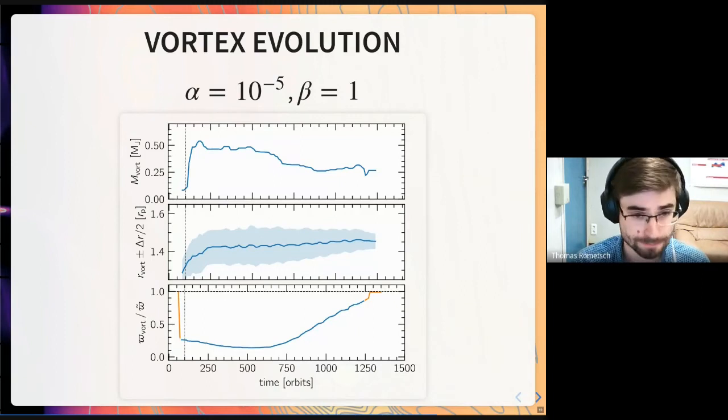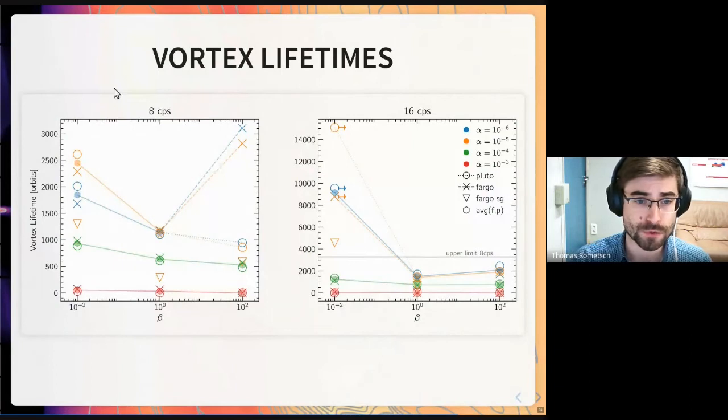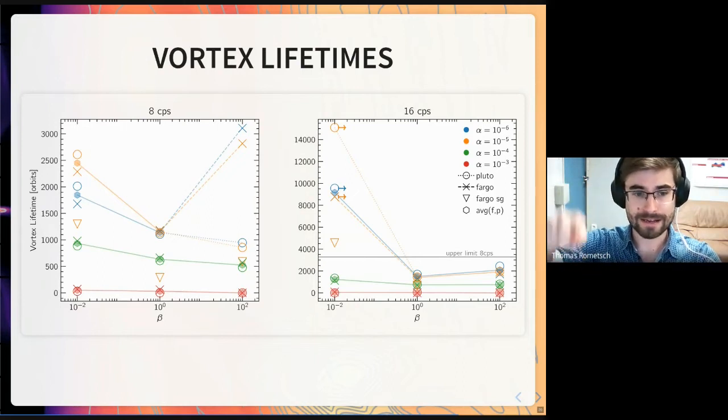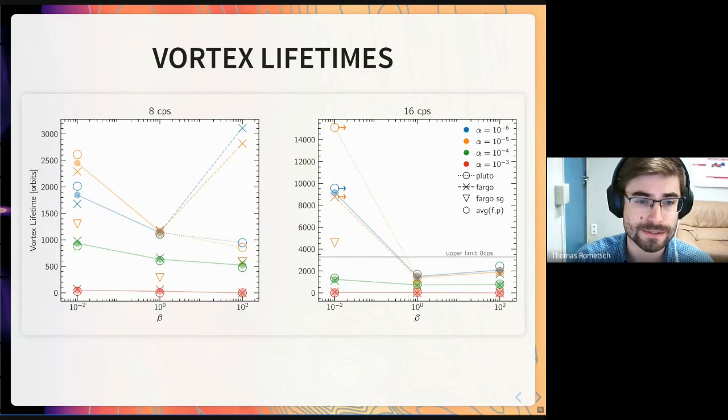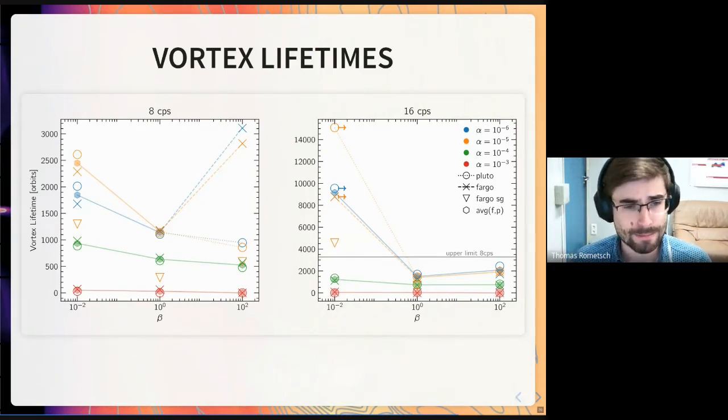Okay, so on the left side, you see the results for an 8 cells per scale height simulation, on the right side for a 16 cells per scale height simulation. Cells per scale height is just, I told you before about the aspect ratio, right? About the disk scale height versus the radius. Now this CPS number tells us how many cells are in the scale height. And 8 is a rough estimate. 16 is double of that. That's much better here, as it turns out.